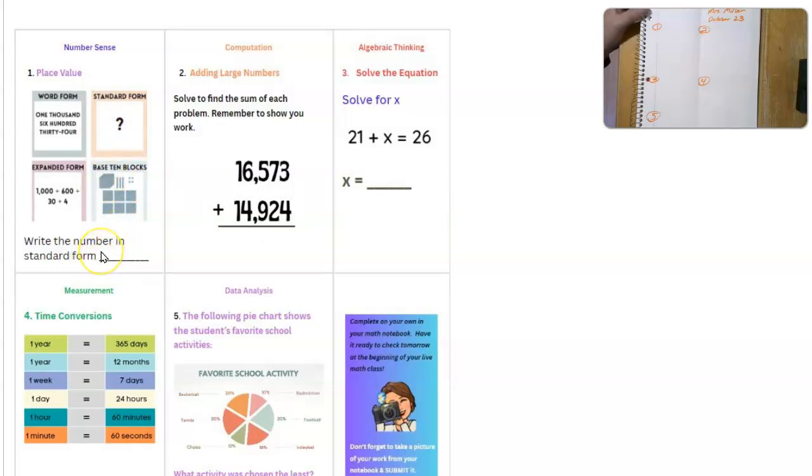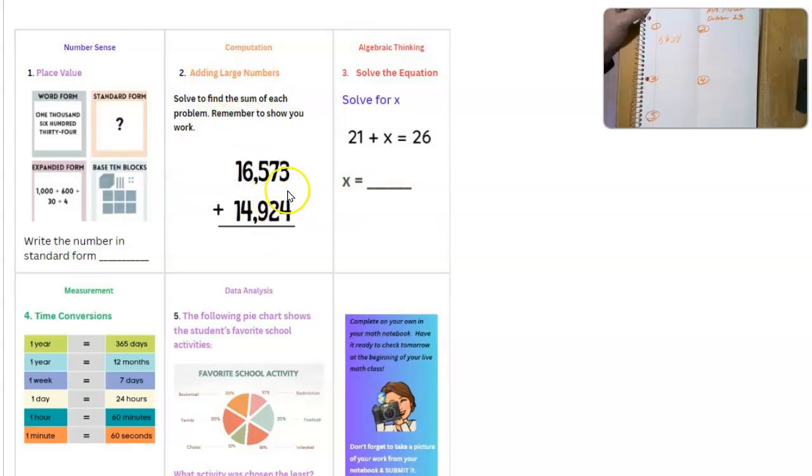So in standard form, we are looking for the digit form or the number form. So 1,600s, so 1,634 is standard form.